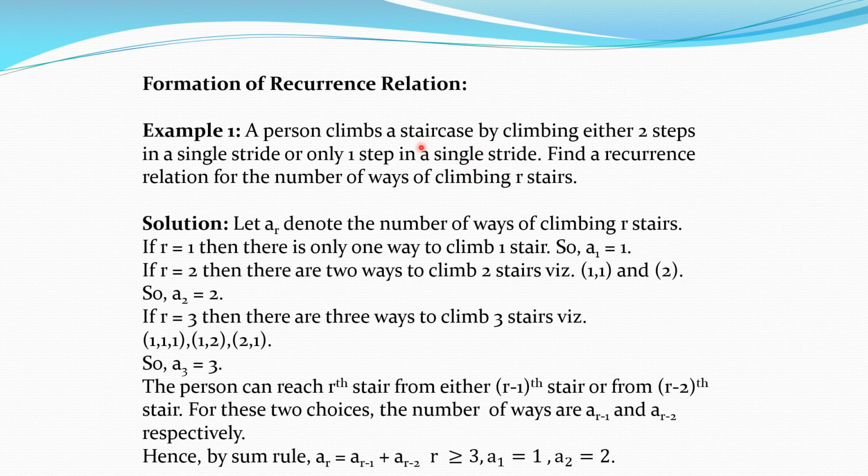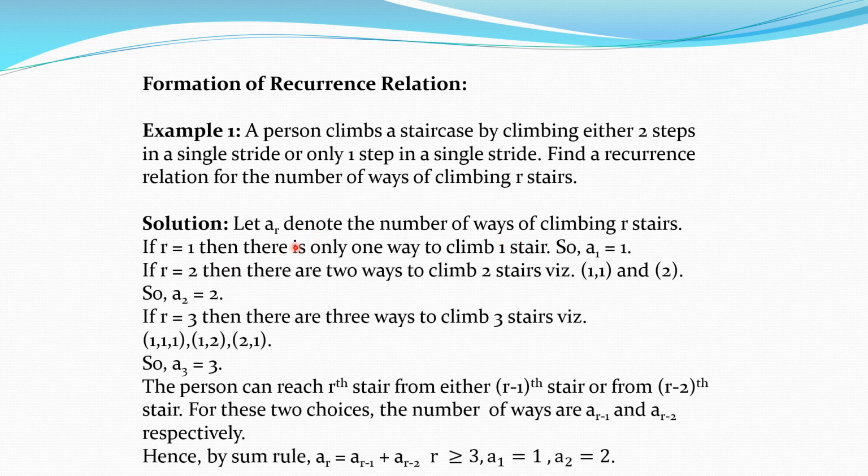First, suppose there are R stairs in that staircase. The condition is that the person can climb either two steps in a single stride or only one step in a single stride. So in this way, how many ways are there to climb the R stairs? For this we have to form the recurrence relation. First we consider AR as the number of ways of climbing R stairs. It means if R equals 10, then A10 is the number of ways of climbing 10 stairs. If R is equal to 15, then A15 is the number of ways of climbing 15 stairs.